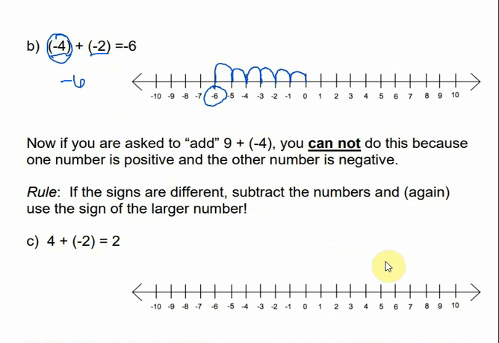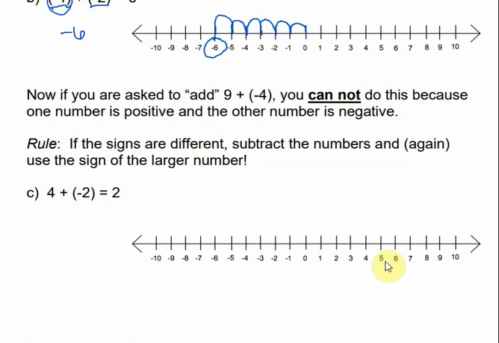Now, if you're asked to add 4 plus negative 2, you can't do this the same way because one number is positive and the other number is negative. So if the signs are different, we subtract the numbers. And again, we use the sign of the larger number. So let's look at this visually again on the number line. We start at 0 and we have a positive 4. That means we're going to go to the right 1, 2, 3, 4 spaces. And then we have a negative 2, which means we're going to have to go back to the left 1, 2 spaces, and we end up at a positive 2.